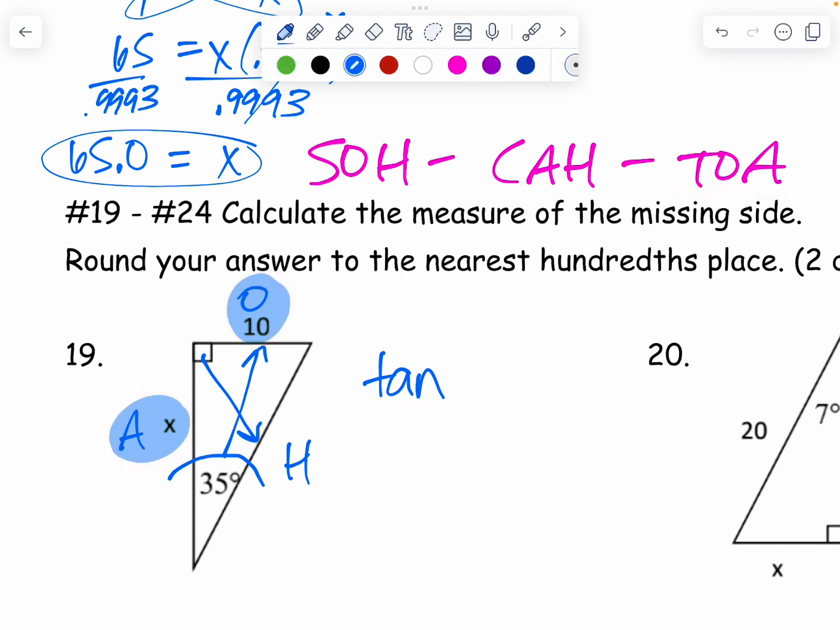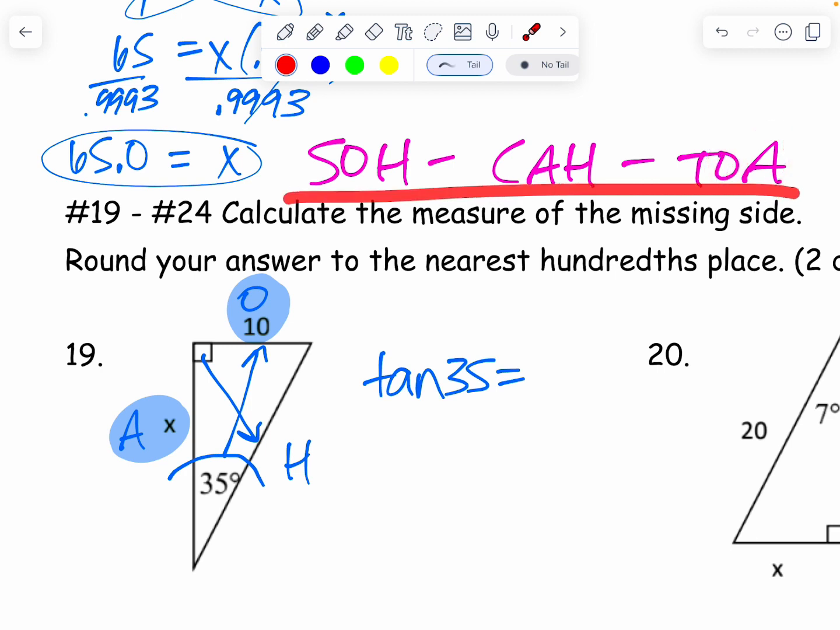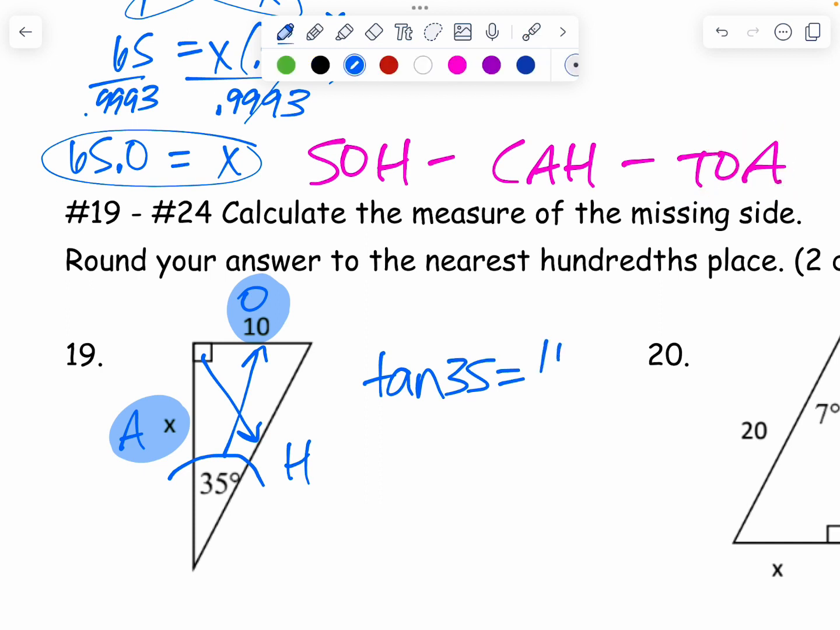And I'm going to tan the angle, which is 35. So we always put the angle next to whatever you choose here, either sine or cos or tan. You're tanning the angle. And what is the fraction for tan again? It's O divided by A in that order. That's why this is very important to be able to look at. Tangent tells you to take the O and divide it by the A in that order. The O is 10 and the A is X.